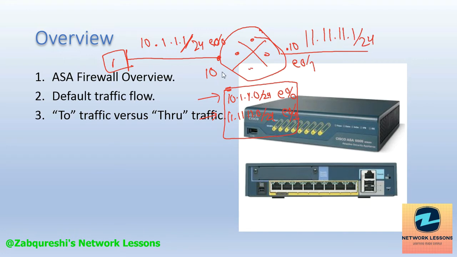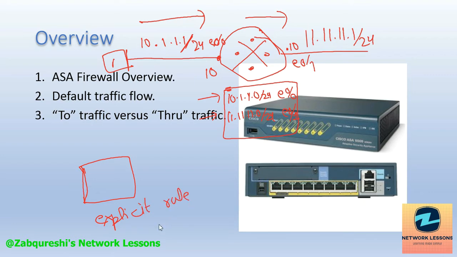So what happens with respect to a router when this 10.1.1.1 tries to reach 11.1.1.1? The traffic reaches here, and the router will check the routing table, and if it knows the destination, it will forward it, right? So that is the behavior of a router. But with respect to ASA, it will block this traffic until and unless there is an explicit rule that says to allow it.